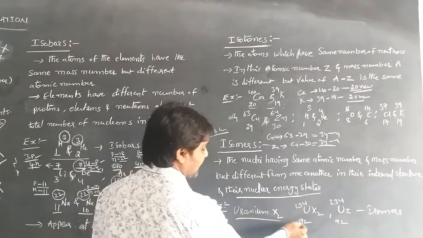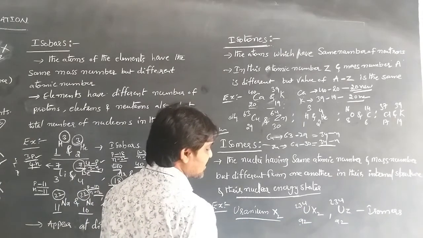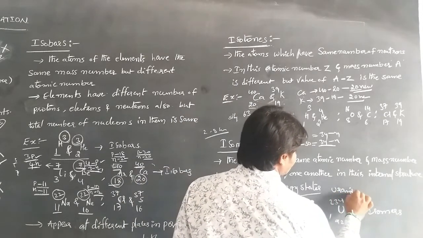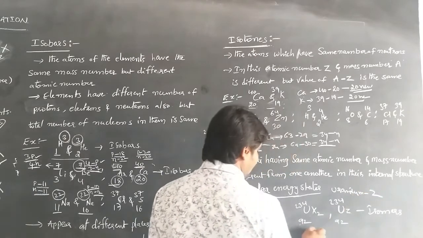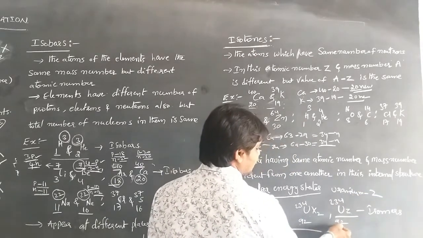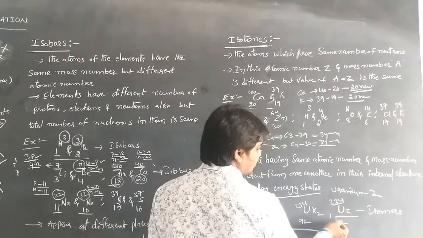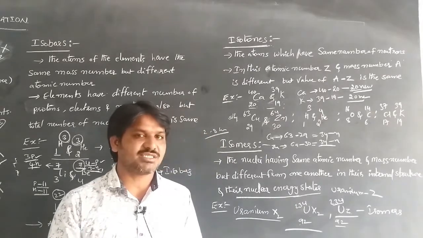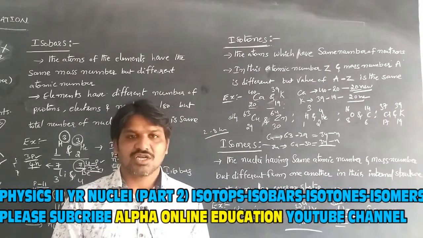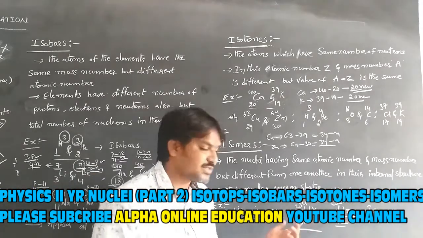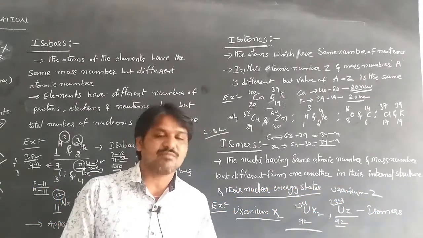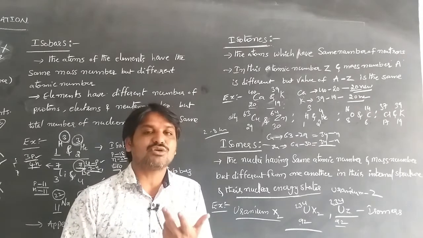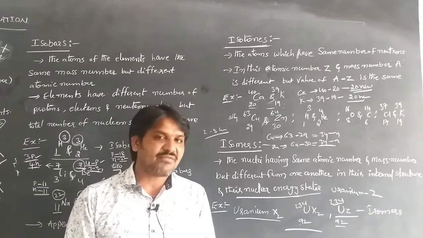Uranium X2 is 92U234, and this is uranium Z. Uranium Z also has the same atomic number and same mass number. Even so, they have different nuclear energy states and different internal structures. So this type of materials, which have the same atomic mass number and the same atomic number but different internal structure and nuclear energy states, can be considered as isomers.